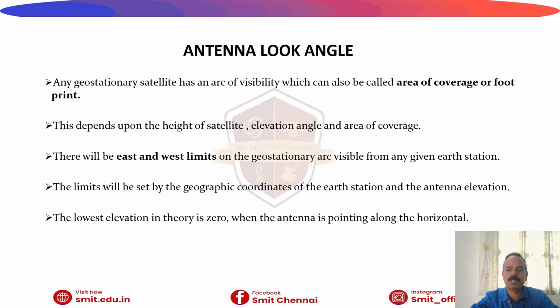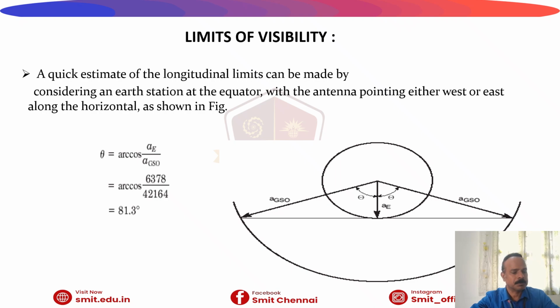The lowest elevation angle is 0 degrees. At 0 degrees, the antenna points towards the horizon. Below this angle, the satellite cannot be seen. Therefore, it must be above the horizon for communication. So the limit of visibility is an important parameter for pointing the station.